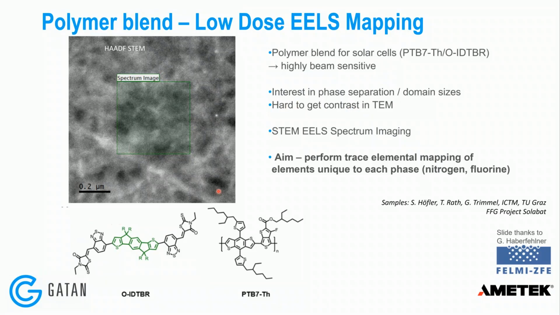So we have these 2 phases, this one on the left and this one on the right. What differentiates these 2 phases is you have some fluorine in the one on the right, you have some nitrogen in the one on the left, but really you have hardly any nitrogen in this one and hardly any fluorine in this one compared to all of the other elements. Basically, it's going to be mostly carbon with some trace nitrogen or some trace fluorine. So the aim is to perform trace elemental mapping of these elements that are unique to each phase, so nitrogen and fluorine.